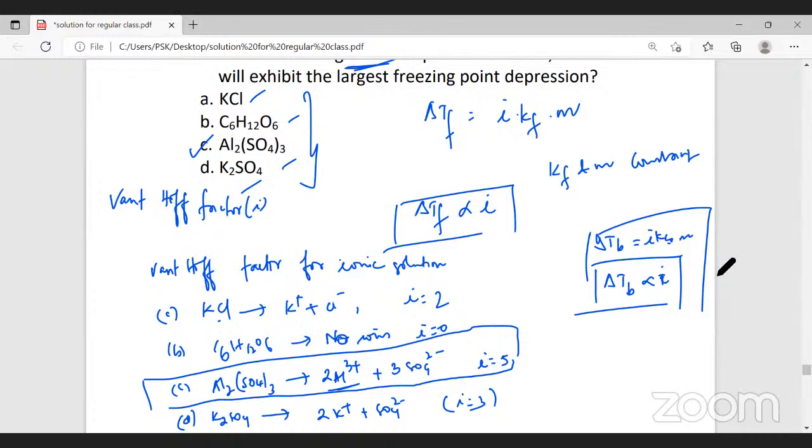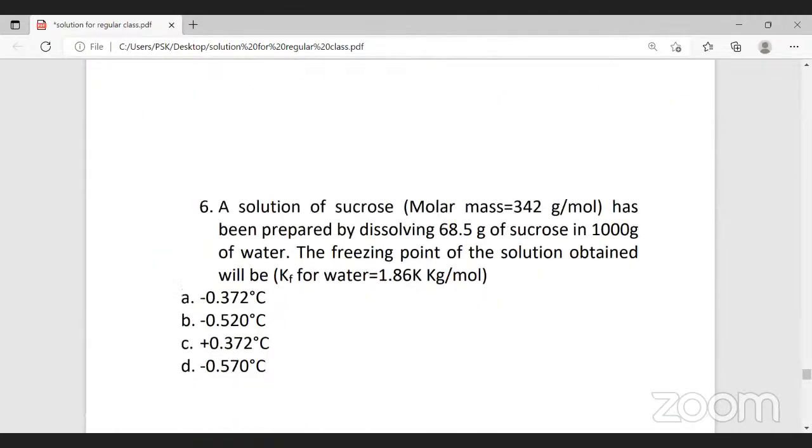Aluminum sulfate, because it gives 3 ions. Therefore, aluminum sulfate will show maximum increase in what? The boiling point. Correct? Yes, sir. The next question.